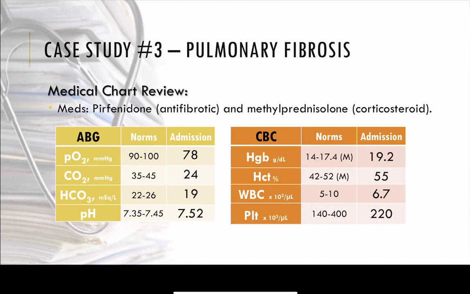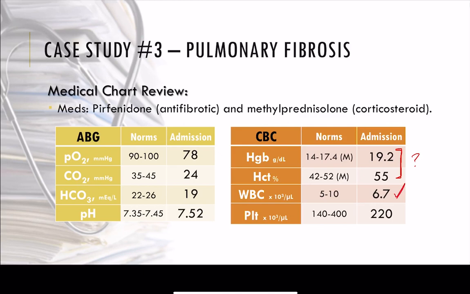Let's look at his CBC. We see hemoglobin and hematocrit are elevated. This is kind of an expected abnormal finding for somebody who is in chronic hypoxia. If you have chronically lower oxygen levels, that is going to stimulate the release of erythropoietin, and it's going to stimulate your body to make more red blood cells. Because the body will try to fix the problem of low oxygen in the only way it knows how, and that's to make more carriers of oxygen.